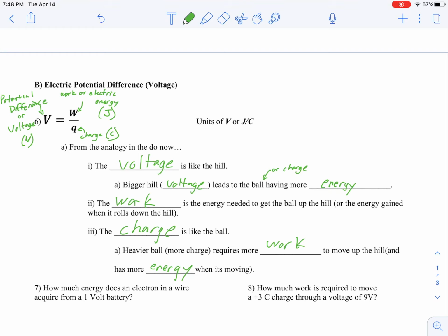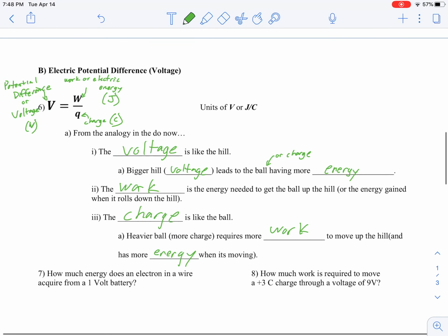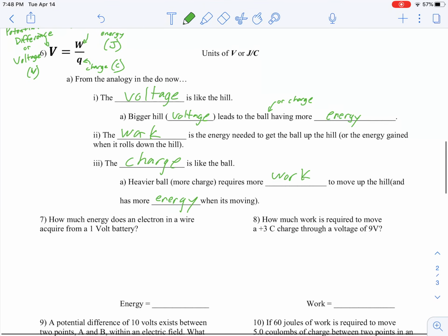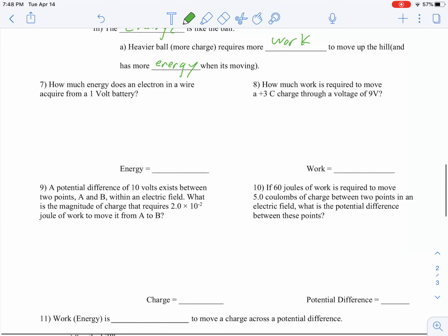In this case, energy, W, equals V times Q. More Q, more charge, means more energy. All right. So we'll do a lot of this stuff when we get into circuits, but I think this is a good analogy to use. That voltage is like a hill, and massive objects on the hill are like charges on the hill. Okay.